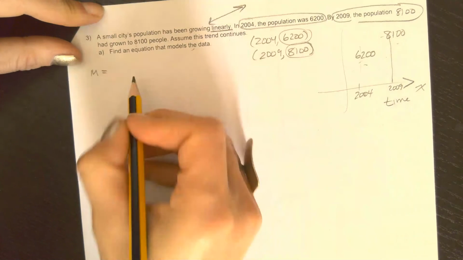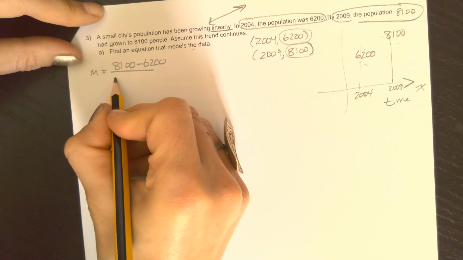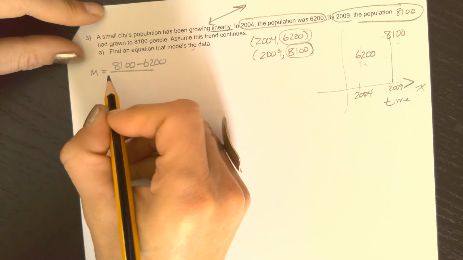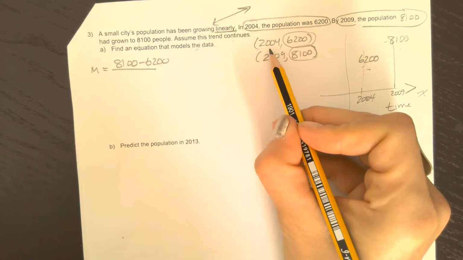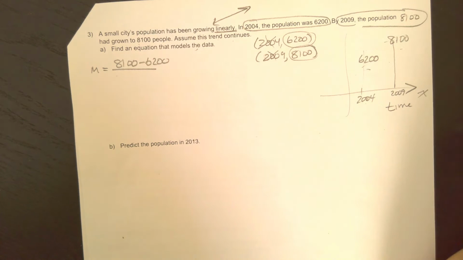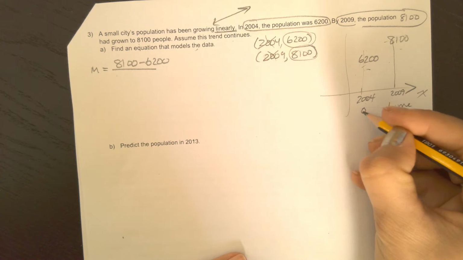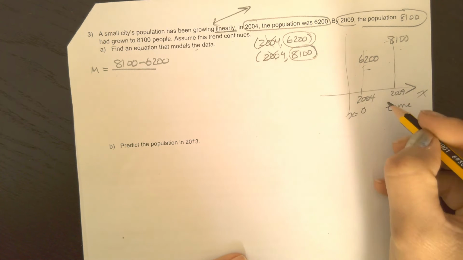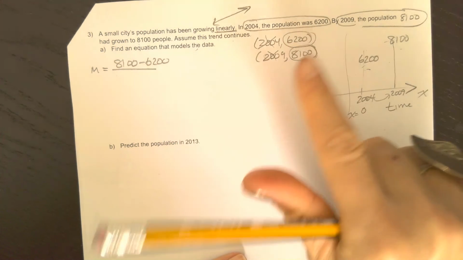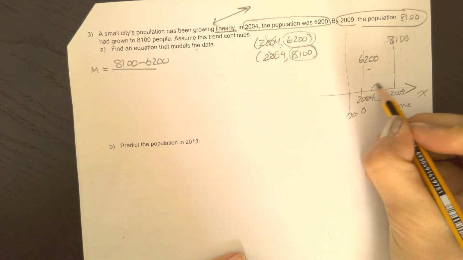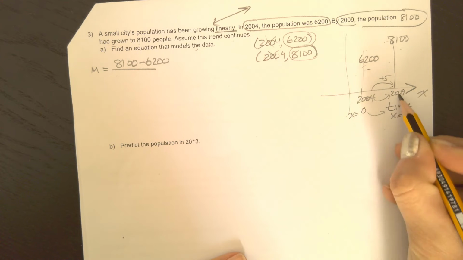I'll subtract the y's first on the top. But we can't use the year. So what we have to do is say, okay, this is the first year that we have data, so let's call this when x equals 0. And how many more years later is that? That's 2005, 6, 7, 8, 9. So that's 5 years later. So if I add 5, x equals 5 for 2009.